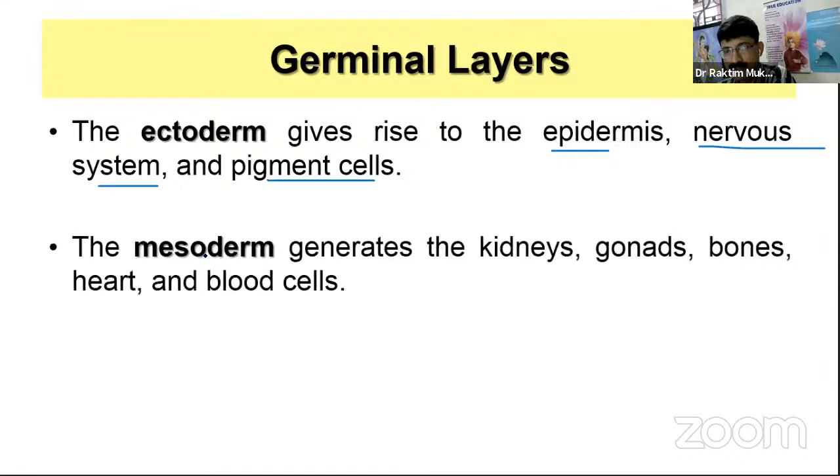The mesoderm generates kidneys, gonads, bones, heart, and blood cells.